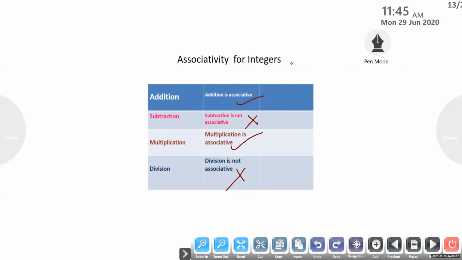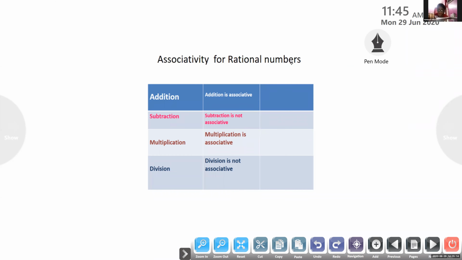Okay, now we will move to rational numbers. Commutative of rational numbers. Can I show the table on the rational numbers? Abhinav, I can't hear. What did you say? Okay. Rational numbers. Associativity for rational numbers. We will check associativity for rational numbers.